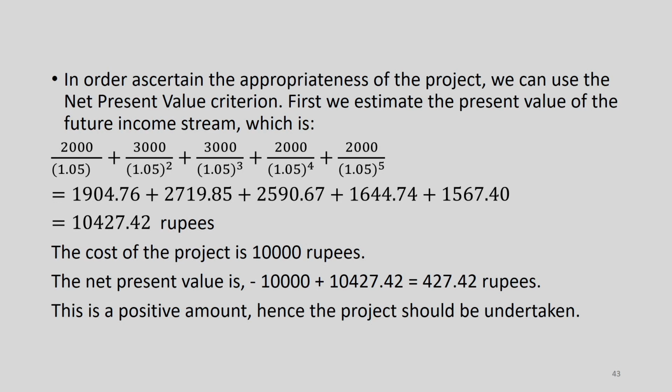So in order to ascertain the appropriateness of the project, we can use the net present value criterion. And what is this net present value criterion? First, we estimate the present value of the future income stream, which is given by this. So here is an application of the idea of present value. This income stream is not occurring today, it is accruing to the producer in the future. So how much is that money which is accruing to him in the future valued from today's point of view? That is called the present value. So in this case, for this stream 2000, 3000, 3000, 2000, 2000, we have to find the present value of that, and that is what we have done here. So this is the present value.